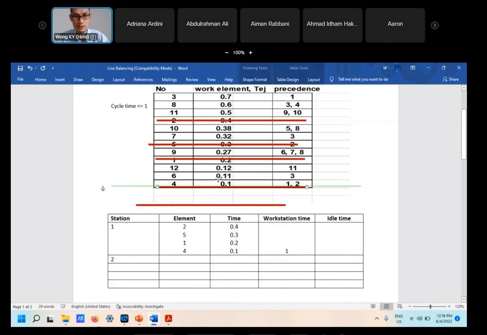Okay, so 4 is cancelled already. So we repeat the process. Start with the top of the list. Ask yourself, can we assign element 3? Yes or no? Into workstation 2? Yes, okay. So element 3 can be assigned because the precedence is 1. So 1 has already been completed, which means we can start with work element 3. It has element time of 0.7. So once you have assigned work element 3, you can cancel it.